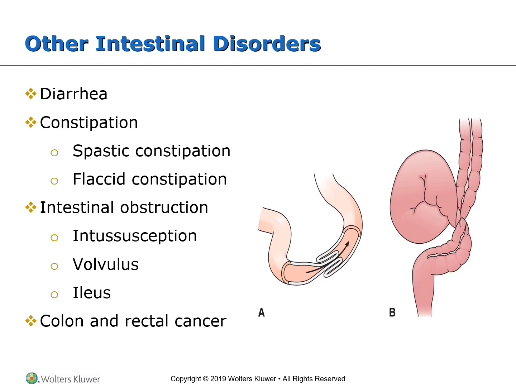If you look at the image, you see how this loop, once twisted around itself, will continue to fill itself inside the loop with the secretions of the bowel, and will expand up to a point where the vascular supply will be compromised, and as a result of that, necrosis will happen.